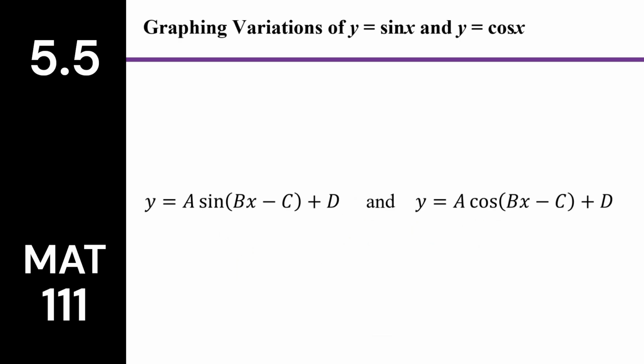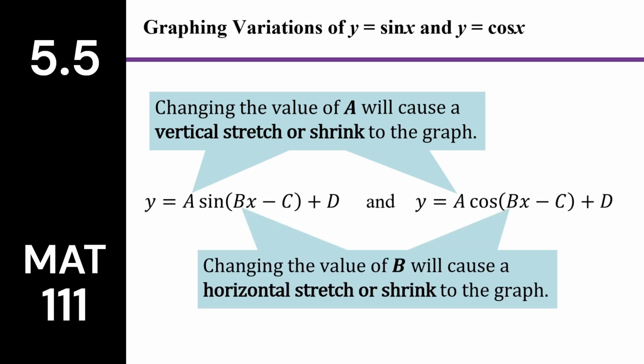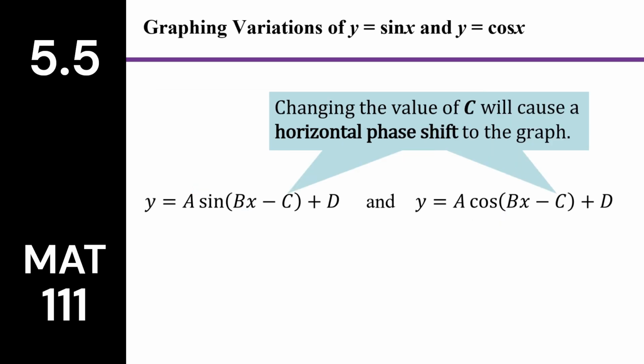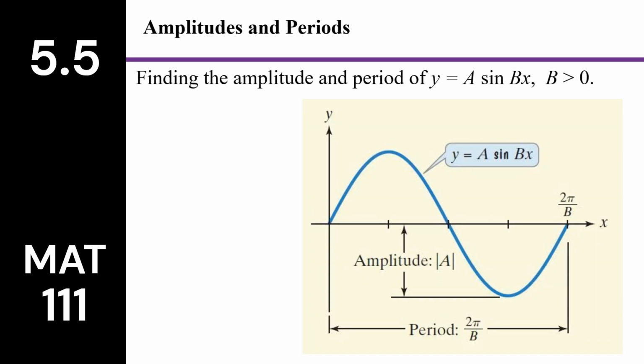We're going to need to graph variations of the sine graph and the cosine graph. These equations can look very intimidating, but we'll take it one step at a time. To begin with, the coefficient a will vertically stretch or shrink our graphs. The coefficient b will horizontally stretch or shrink our graphs. If we change c, that will shift the graph left or right, and if we change d, that will shift our graph up or down. We'll begin by looking at the impact of a and b on our graph.